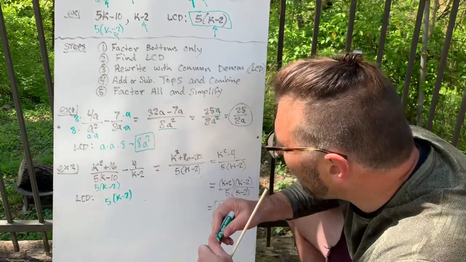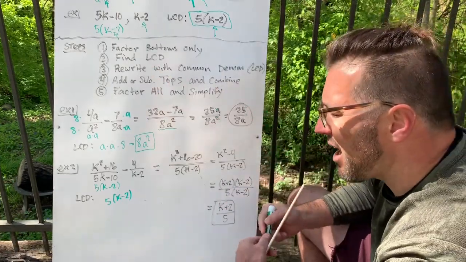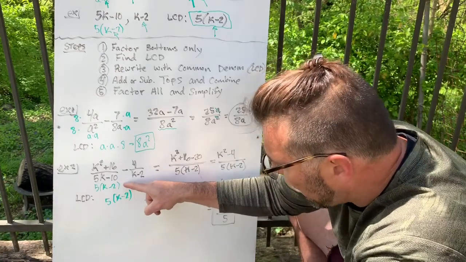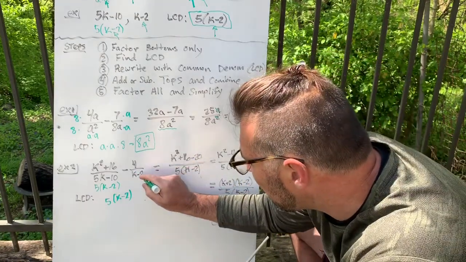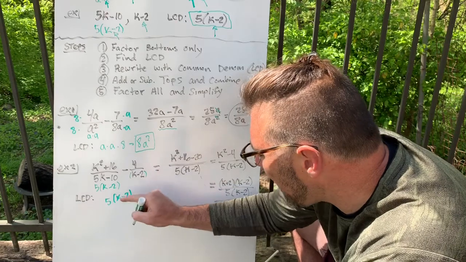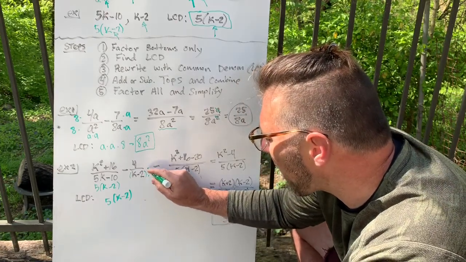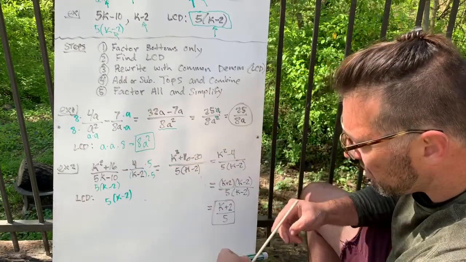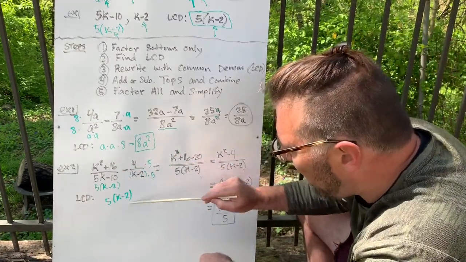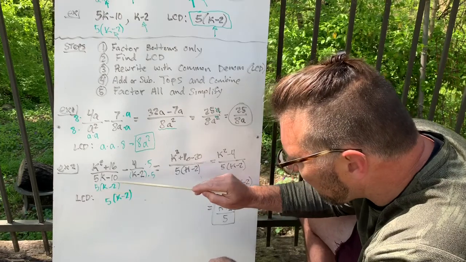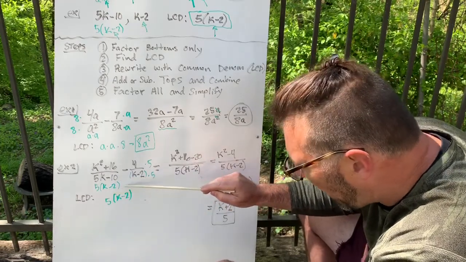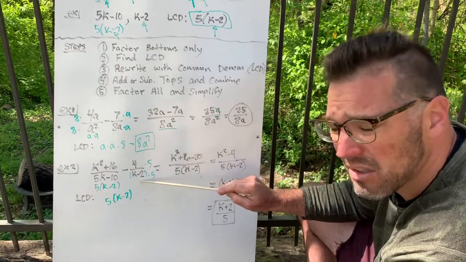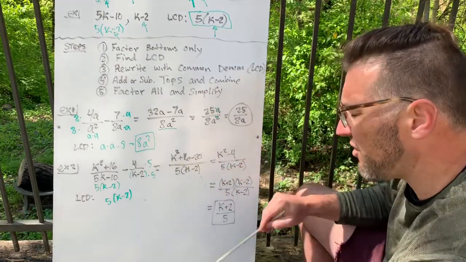Okay, so now I need to rewrite with a common denominator. Now this one here, I don't need to change because it's already 5 times k minus 2. But this one, what do I need to do? Well, it's missing that 5. So I need to multiply top and bottom by 5. Now, I've transformed it. Now I'm going to use the same common denominator. Can you see that this here is 5 times k minus 2? And now this one is 5 times k minus 2. But now I need to multiply 4 times 5.